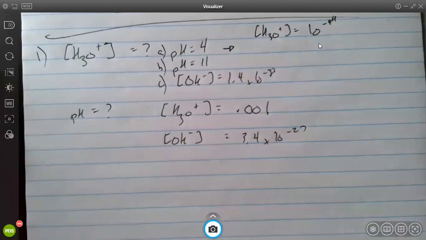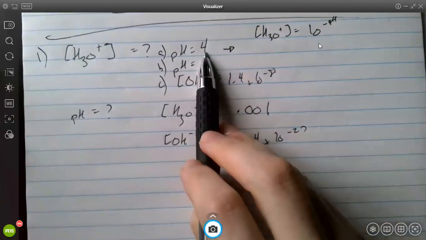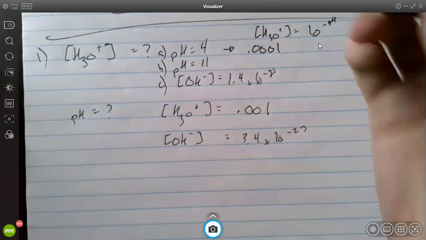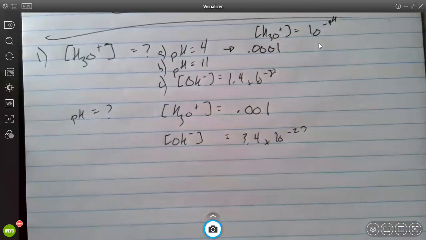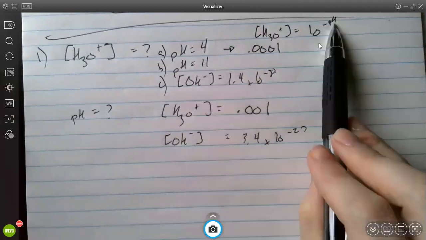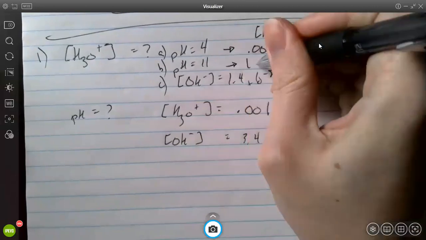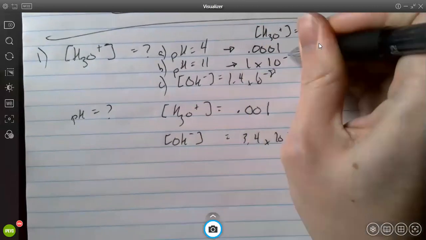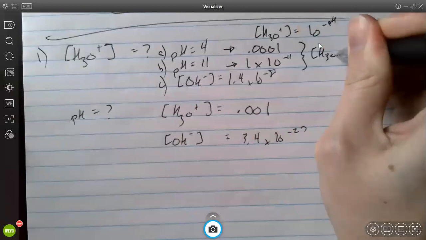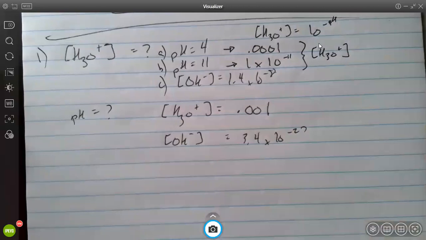So all we're going to do for A there is type into our calculator 10 to the power of negative 4, since the pH is 4, and you should get 0.0001. We'll do the same thing with B, only we'll plug in negative 11 for our pH, and you should get 1 times 10 to the negative 11. Okay, those are our concentrations of hydronium ions.